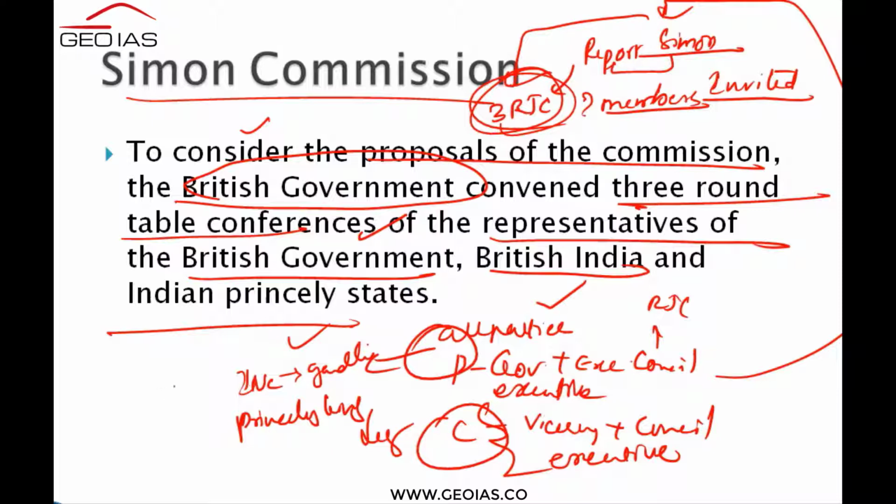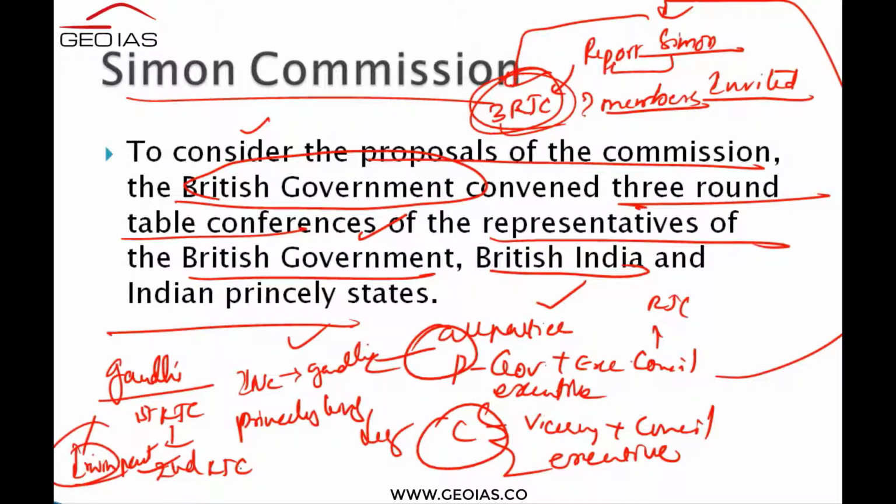Gandhi did not attend the first roundtable conference, and later the second roundtable conference was attended by Gandhi after the Gandhi-Irwin Pact. It is a pact signed between Gandhi and Irwin, the then viceroy. Then the third roundtable conference was not attended by Gandhi.